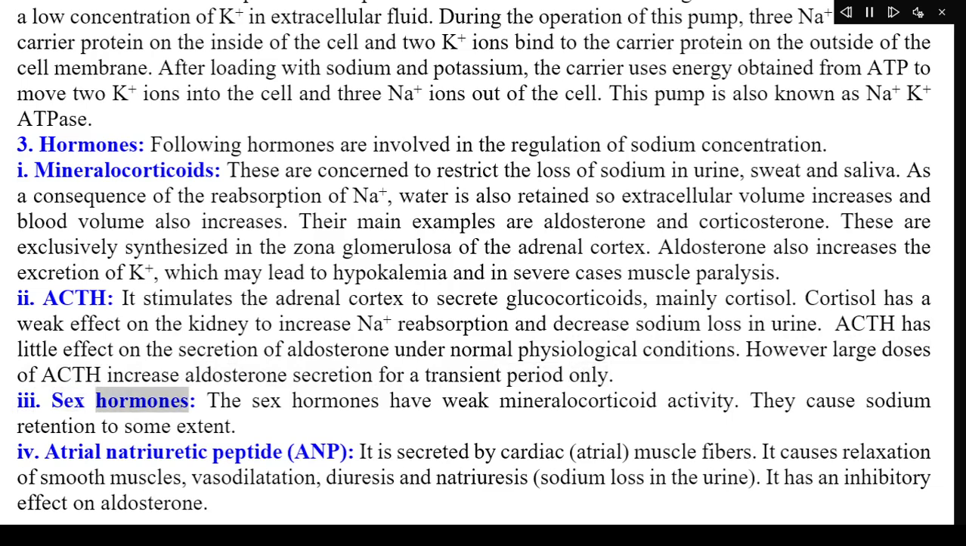3. Sex hormones. The sex hormones have weak mineralocorticoid activity. They cause sodium retention to some extent. 4. Atrial natriuretic peptide, ANP. It is secreted by cardiac atrial muscle fibers. It causes relaxation of smooth muscles, vasodilatation, diuresis, and natriuresis, sodium loss in the urine. It has an inhibitory effect on aldosterone.